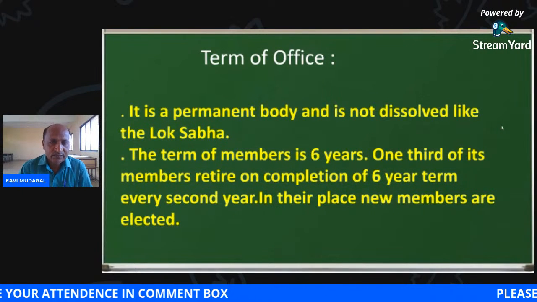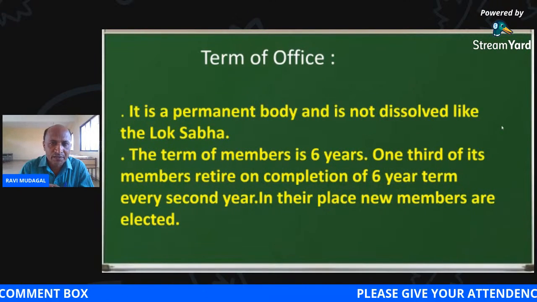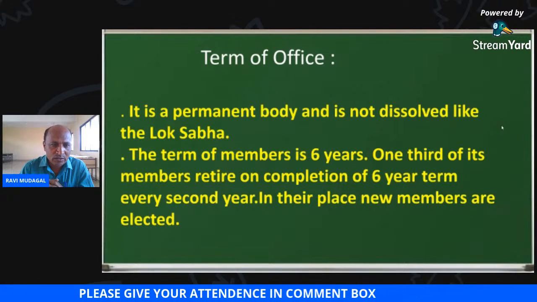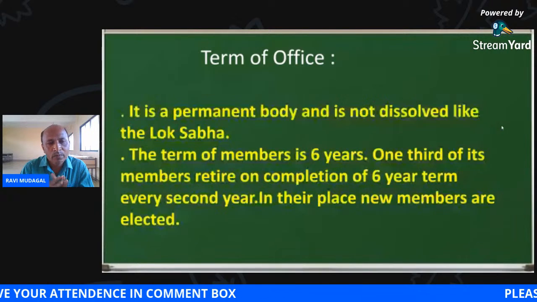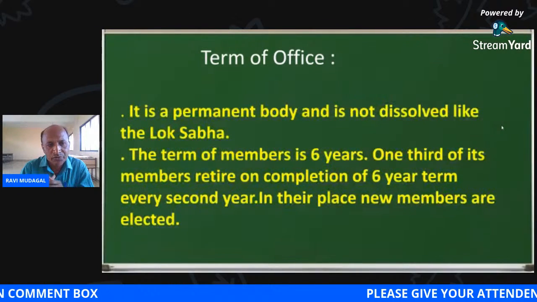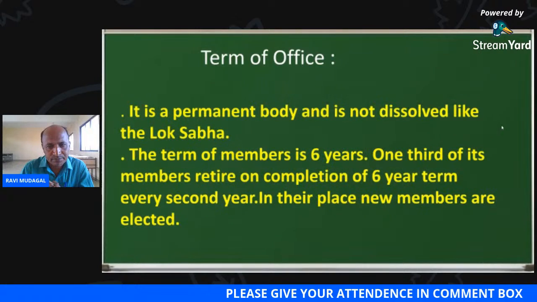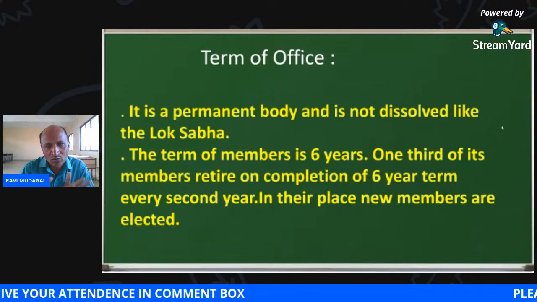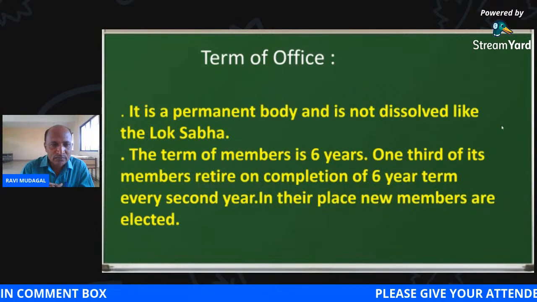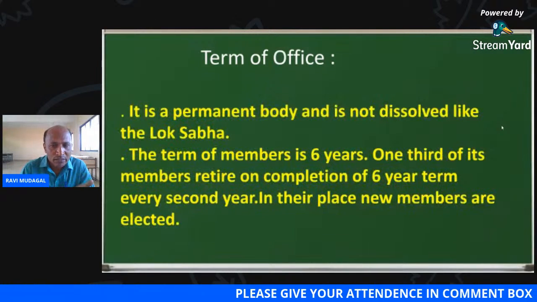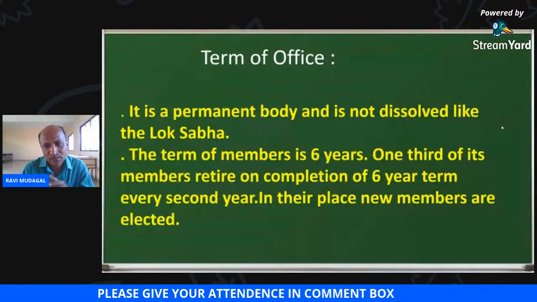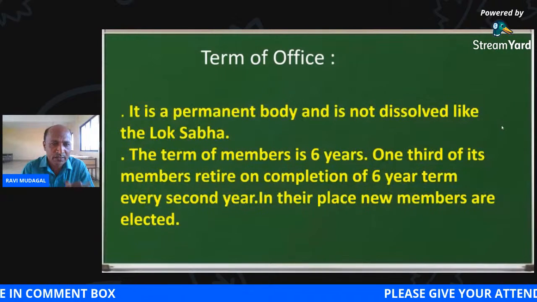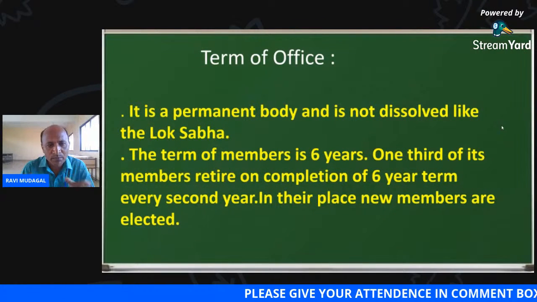Okay, dear students, let's take a look at term of office. It is a permanent body and is not dissolved like Lok Sabha. Here, now we are discussing the upper house. The upper house is Rajya Sabha. Rajya Sabha is a permanent body and is not dissolved like the Lok Sabha. The Lok Sabha is dissolved, but not the Rajya Sabha. Our parliament's upper house is Rajya Sabha, which is a permanent body.